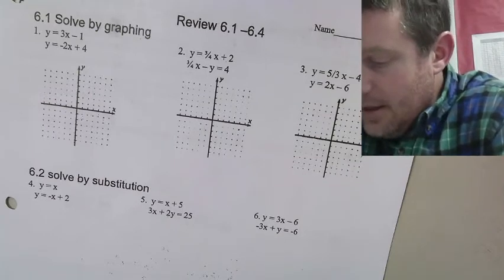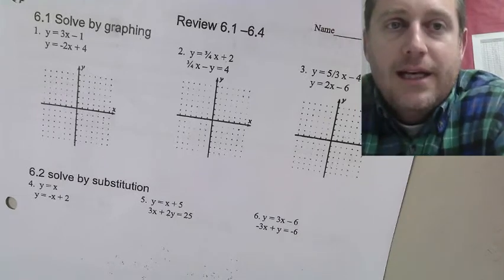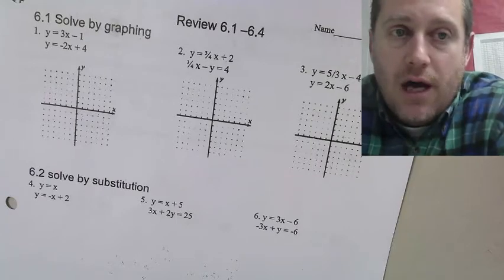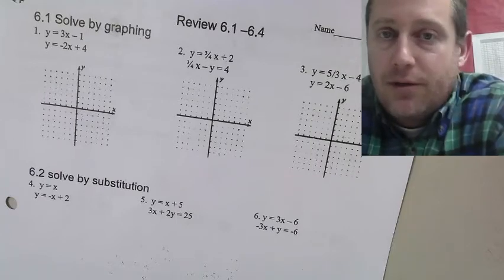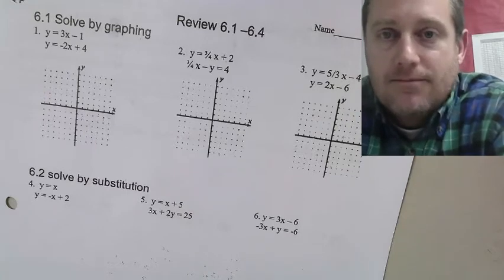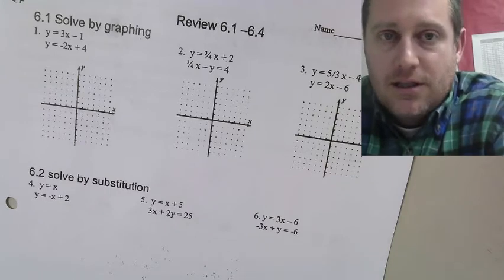Okay. So as we look at numbers 1, 2, and 3, you'll notice that in 1 and 3, you've already got y by itself in both equations. So you can go ahead and graph both equations in 1, both equations in 3, and where they intersect, that is your answer. Okay, now what should you be doing? Checking your work with Desmos. Okay, don't forget to do that.